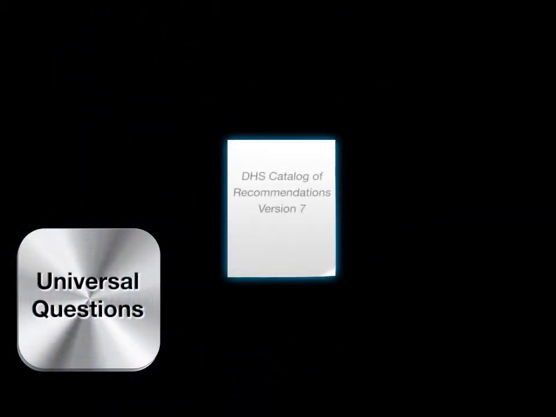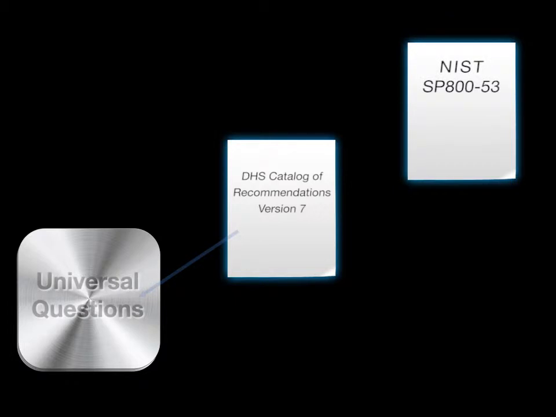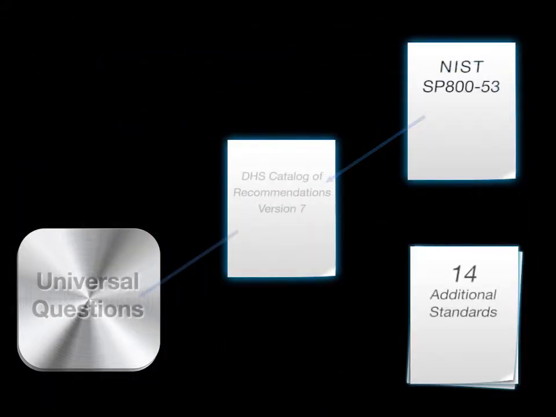The Universal Questions approach uses a set of simplified questions that come from a robust pedigree of multiple cybersecurity standards. The questions were primarily taken from version 7 of the DHS Catalog of Control System Security, Recommendations for Standards Developers, or CORE document. The catalog was originally formatted and derived from controls found in the NIST Special Publication 800-53. 14 additional standards besides NIST SP 800-53 were used to evaluate questions in the Catalog of Recommendations in order to add missing controls or remove those that might not have been applicable.